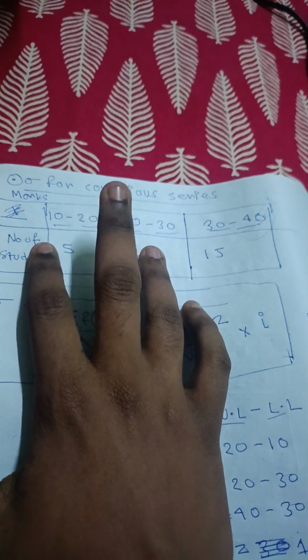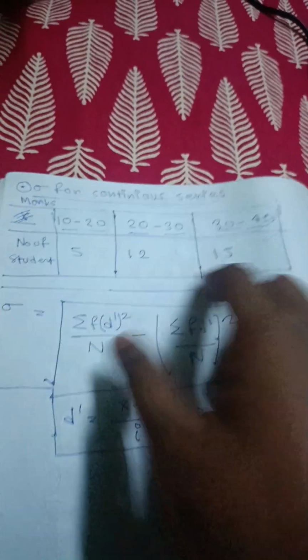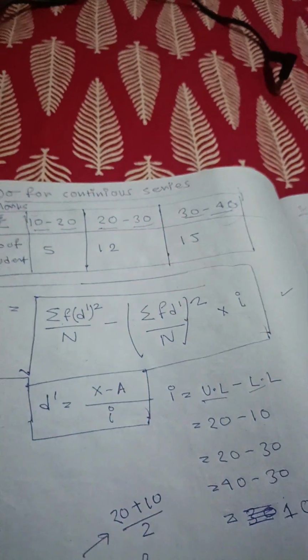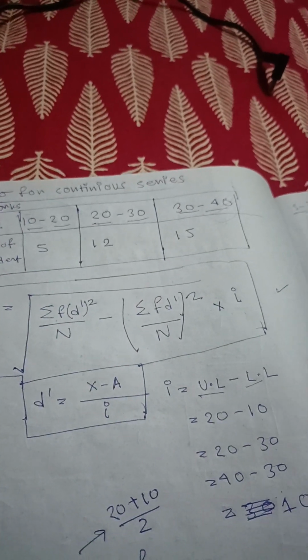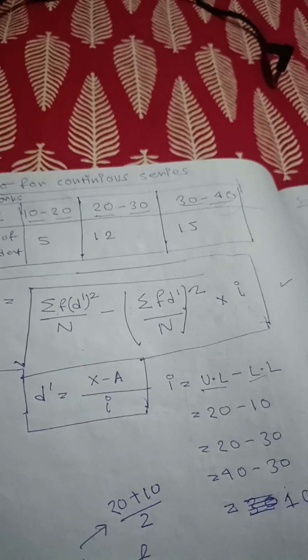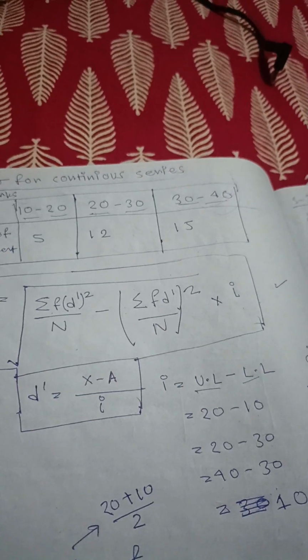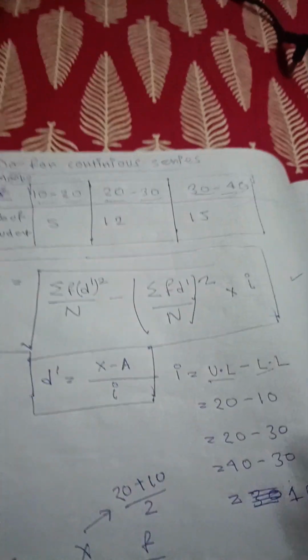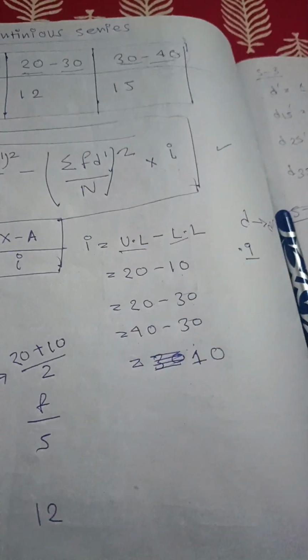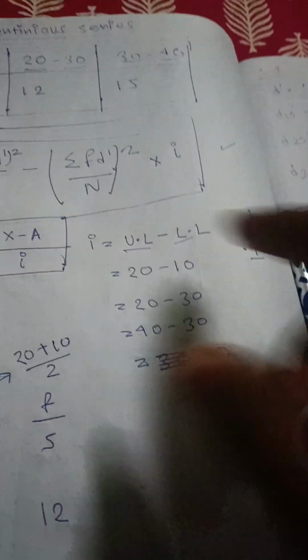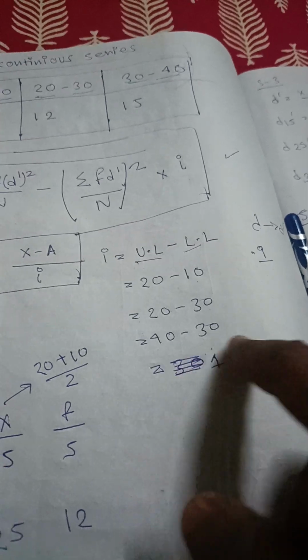taking 20 minus 10, that is 10, and then 30 minus 20, we are getting 10, and from 40 to 30 we are getting 10. So we are subtracting the lower limit from the upper limit, so we are getting 10.